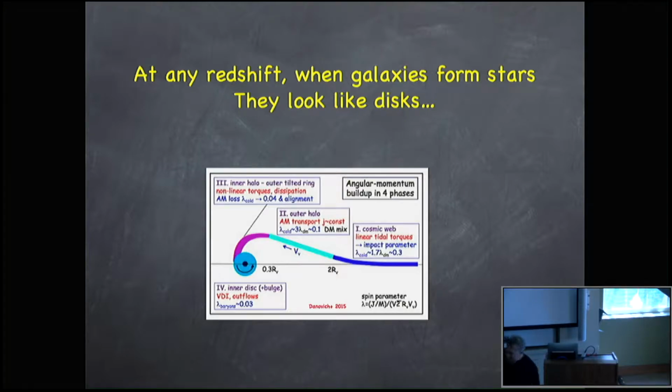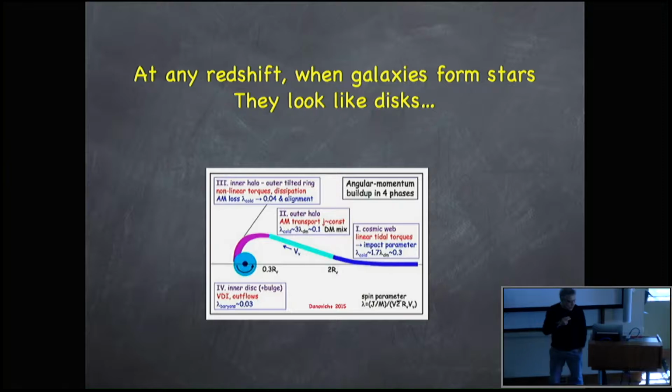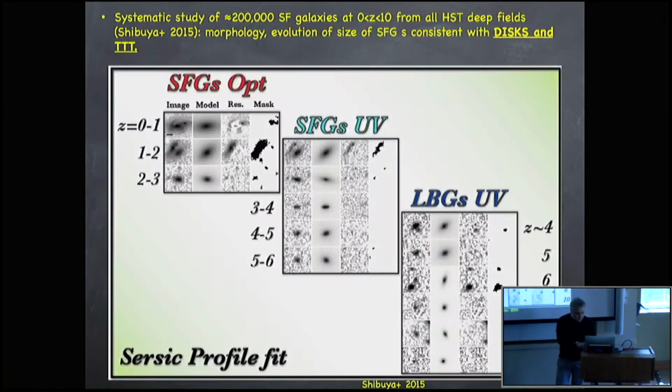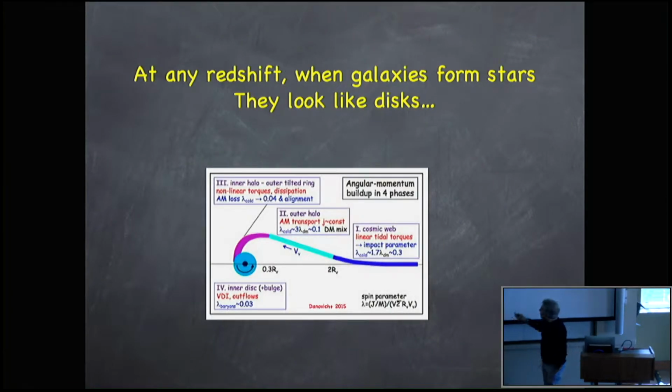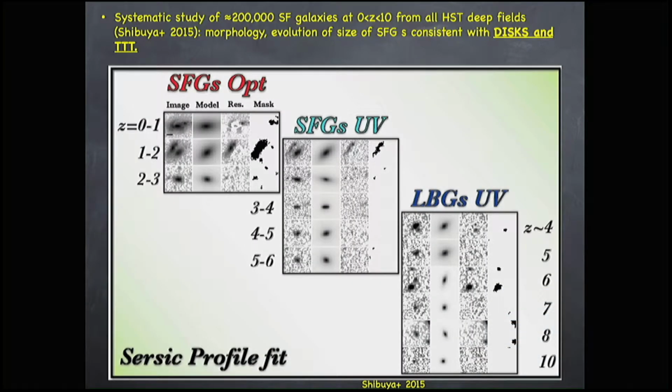So I think it's reasonably safe to say that when galaxies form stars, they look like disks. So, star formation and morphology. The cartoon here is from a paper that discusses the tidal torque theory, which is the theory that we use to explain how galaxies get their angular momentum as the baryons stream into the halos. So why do we say this?